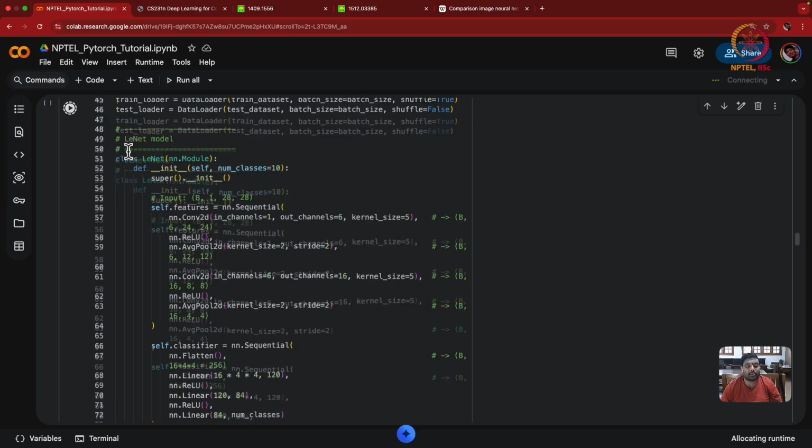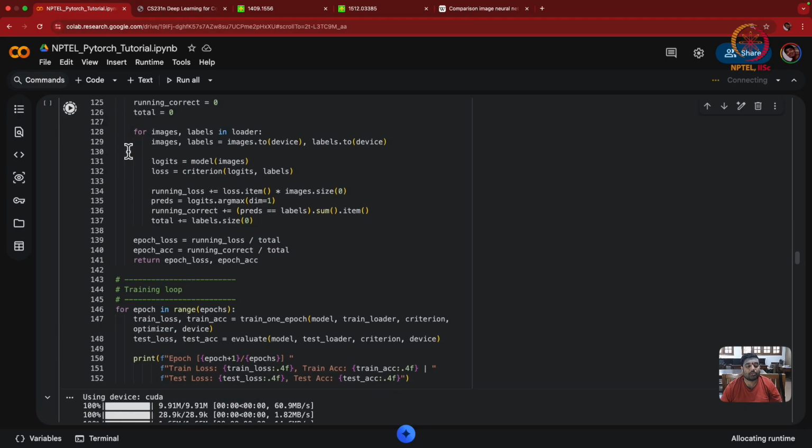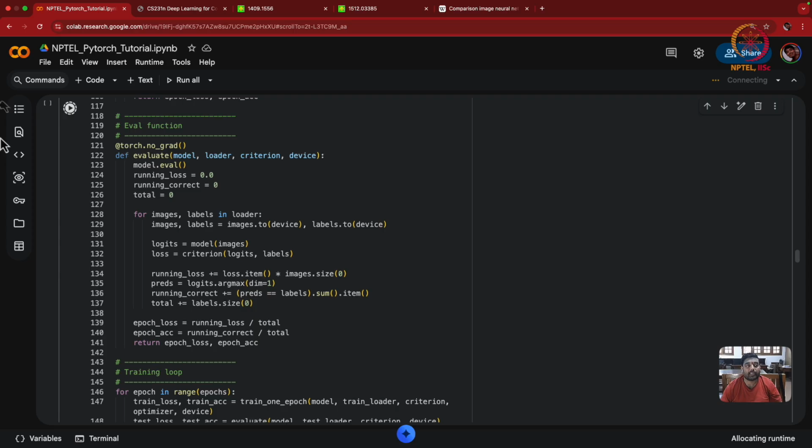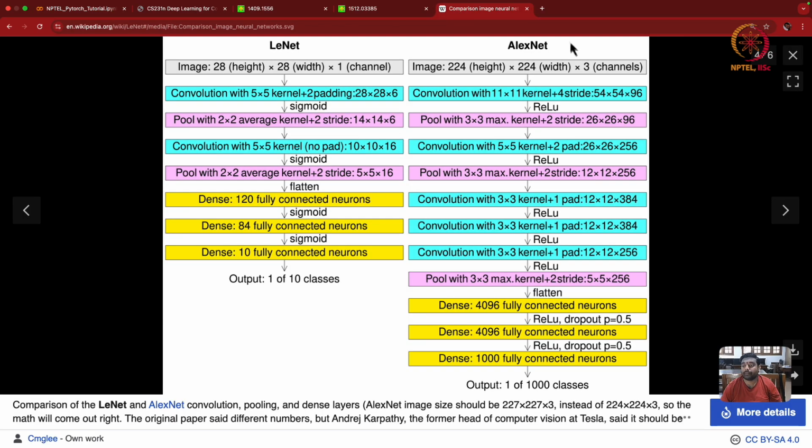Now let's run this and see how the output comes. Yeah, it is taking some time to create an instance. Meanwhile, let's look at another important network, which is AlexNet. To understand AlexNet, we should understand a very important data set, which is known as ImageNet.